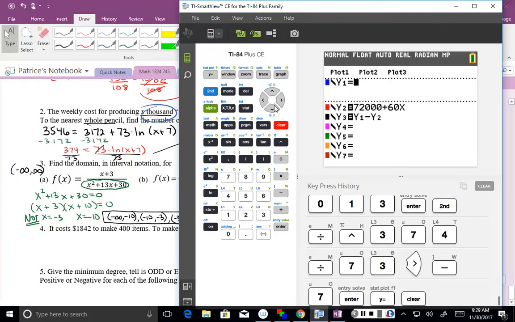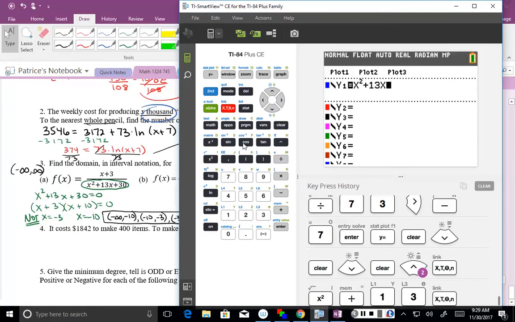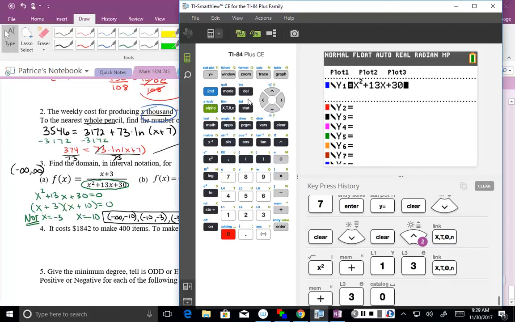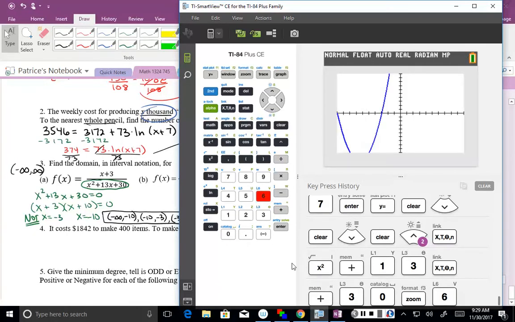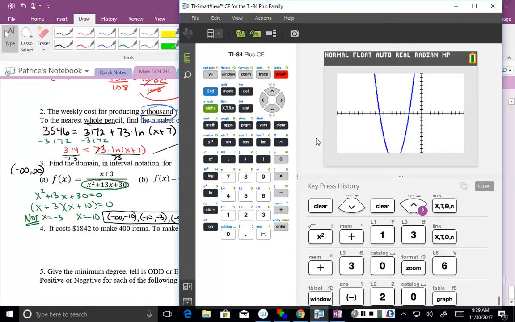So I'm going to go to y equals, and I'm going to graph x squared plus 13x plus 30. I'm just going to zoom 6, a standard window. I can't see both of them, so my x min needs to be a little smaller. On my window, it's at negative 10. I'll just go to like negative 20. So I graphed just the denominator. I don't even care about the numerator. I just want to know, where does that denominator equal 0? So I graphed it, and wherever it crosses the x-axis is where it equals 0.